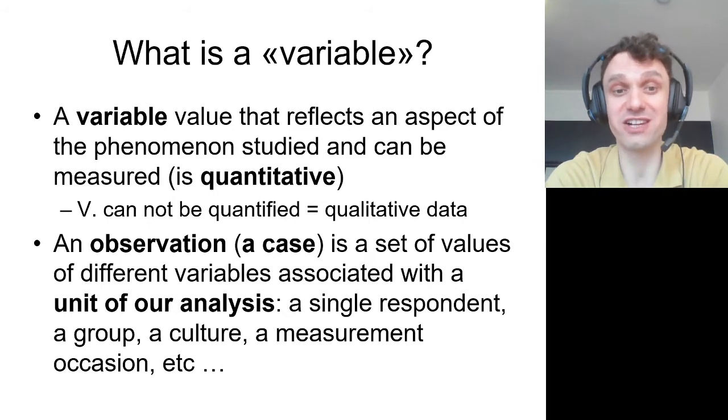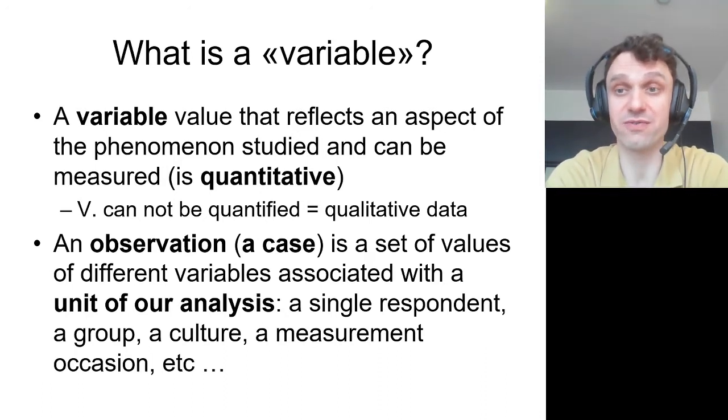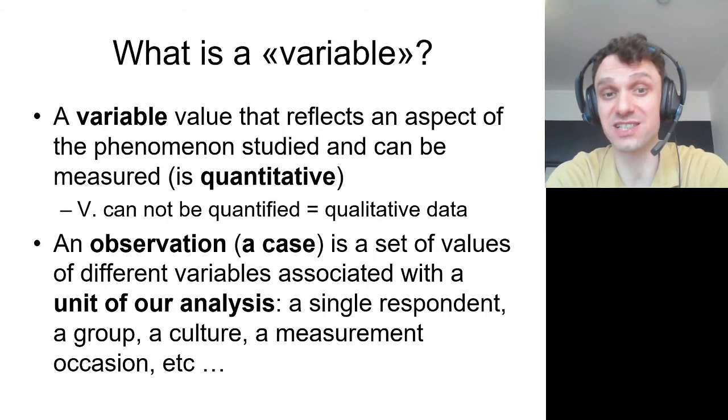What is an observation or a case? It is a unit of our analysis. Most often it is a person. And then we can measure variables like a person's height or a person's weight or a person's IQ. So for each person we will get a different result.